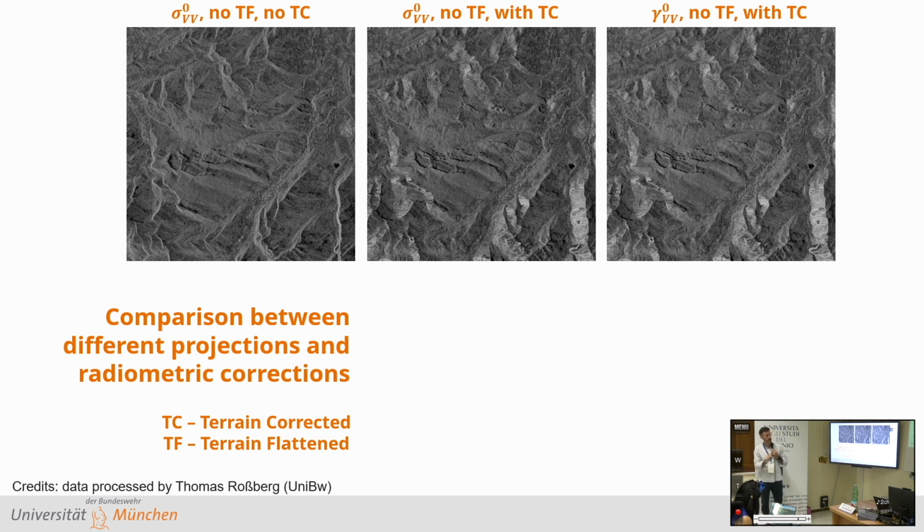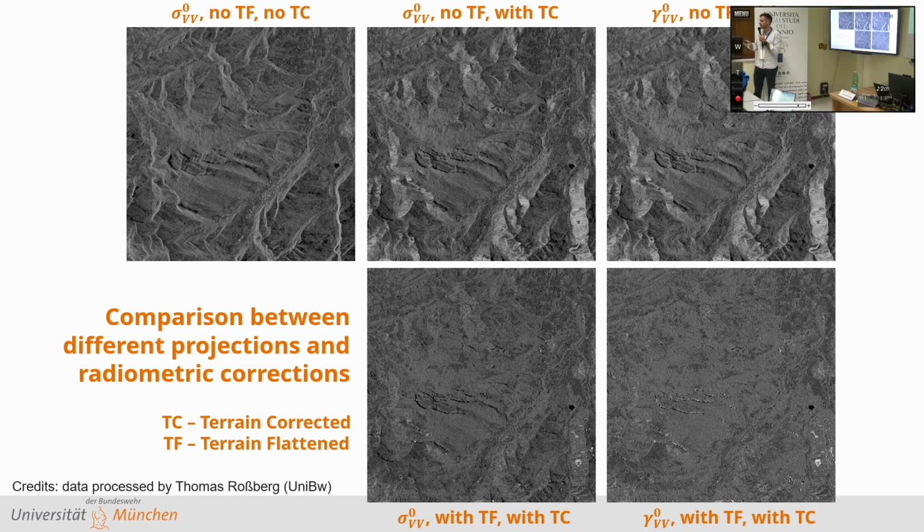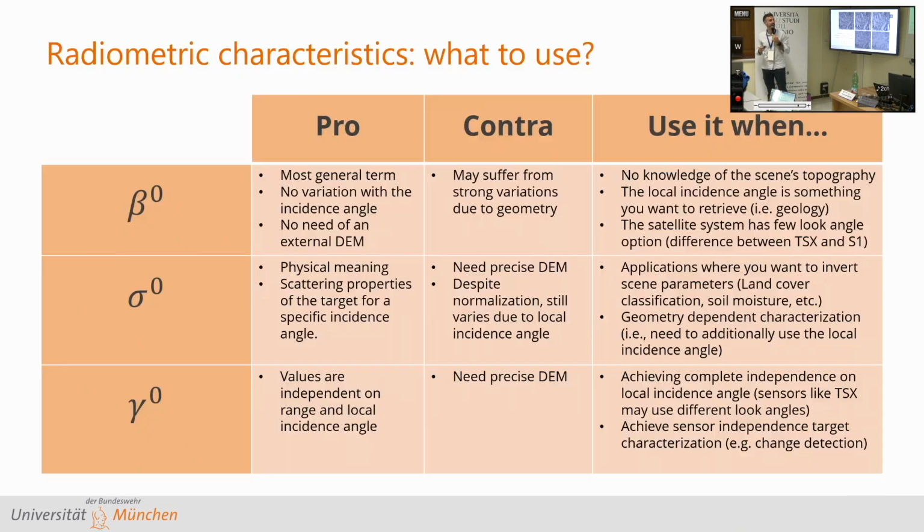What if we apply also terrain flattening? Here comes the difference between the sigma and the gamma. They look more or less the same, but you can see that in the sigma, you still see some variation due to topography. The gamma, it really looks like, okay, we cannot recognize any topography in our data, okay? So since you, more than questions, you would like to have answers, I put here this table.